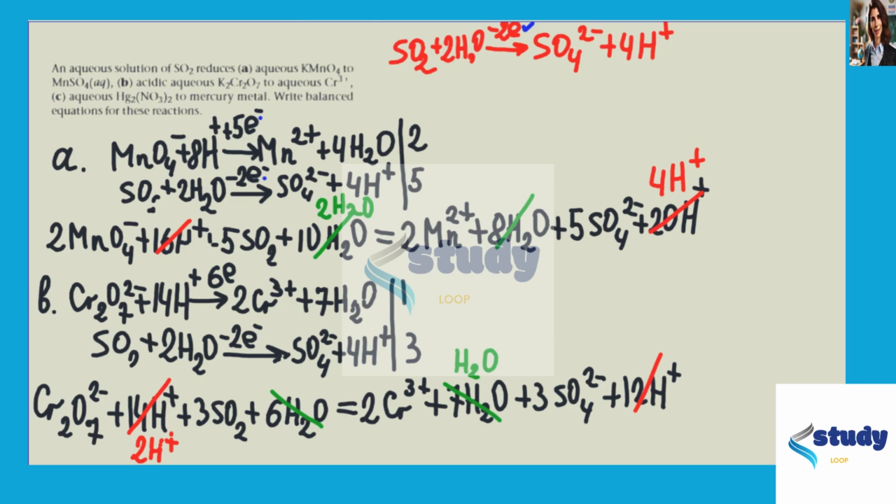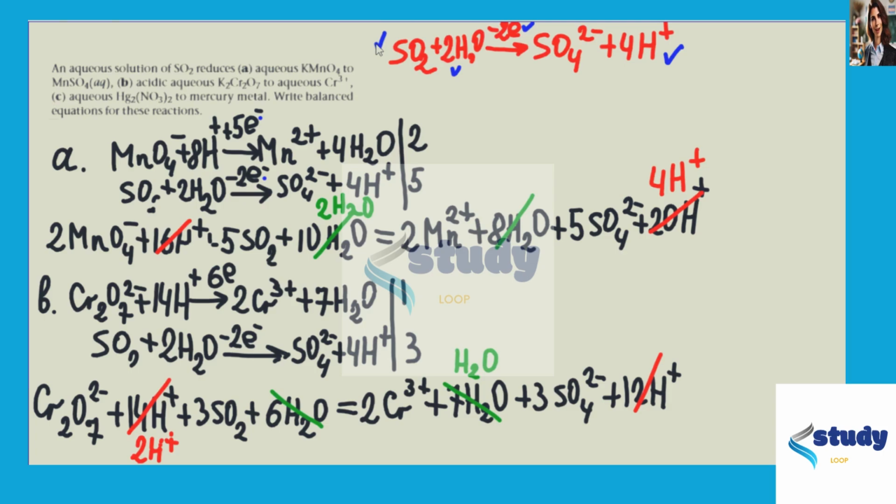First, we need to write the reaction of oxidation of sulfur dioxide to sulfate. To balance oxygens, we need to add 2 water on the left, and to balance hydrogens, we need to add 4H+ on the right. To balance the charge, we need to add 2 electrons.